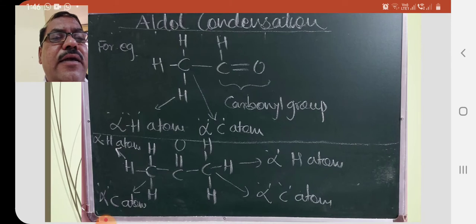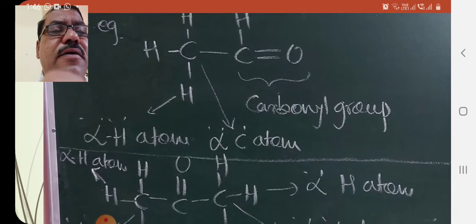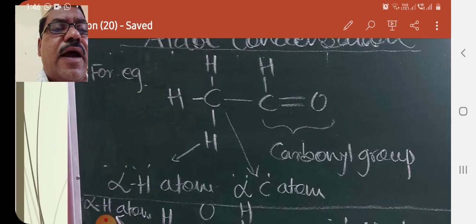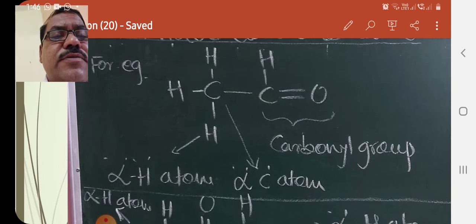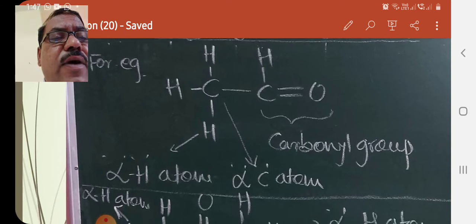You can see in this example I have drawn the structure of acetaldehyde. The C double bond O group is called the carbonyl group. The carbon next to the C double bond O group is called the alpha carbon atom, and the hydrogens attached to the alpha carbon are called alpha hydrogen atoms. So you can see there are three alpha hydrogen atoms and one alpha carbon atom.